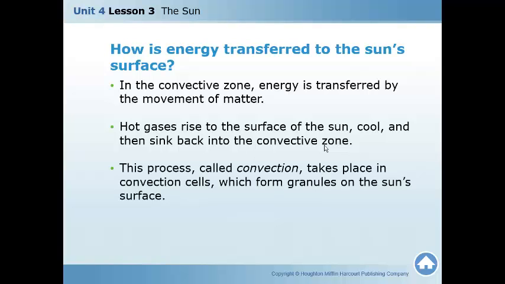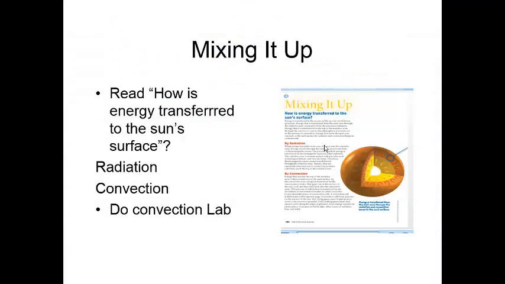This process is convection, and it takes place in convection cells, which actually form granules on the Sun's surface. So it's happening in these convection cells on the Sun. Go ahead and pause the video and read how is energy transferred to the Sun's surface. Also read by radiation and by convection on page 184. We'll do the convection lab one day in class.